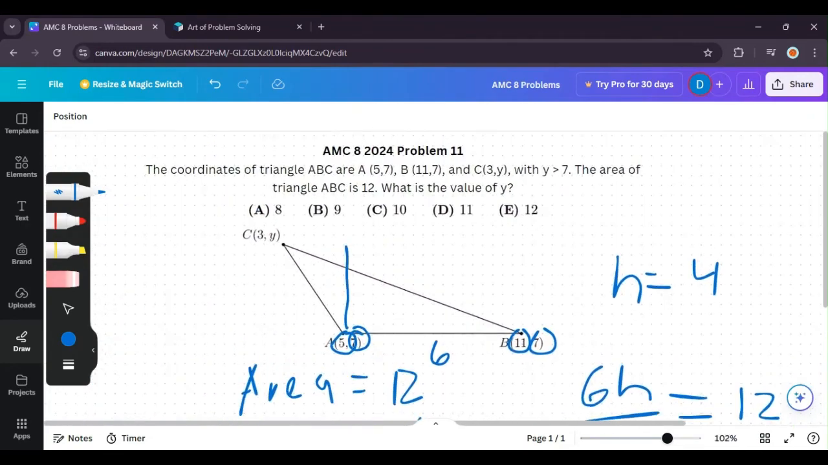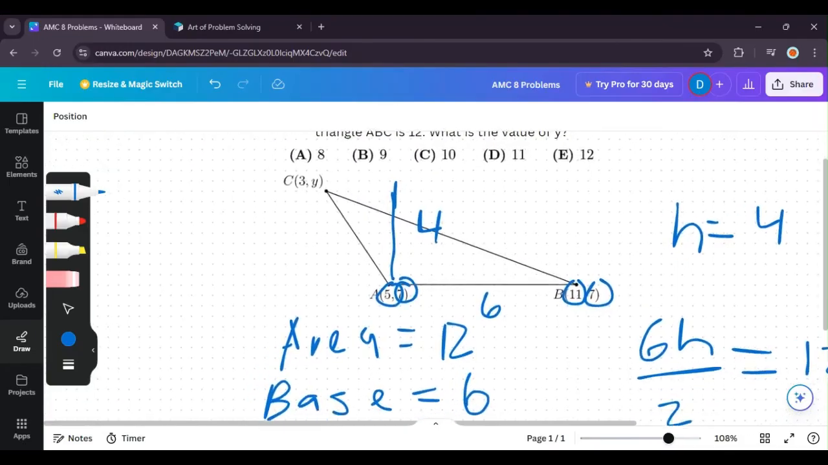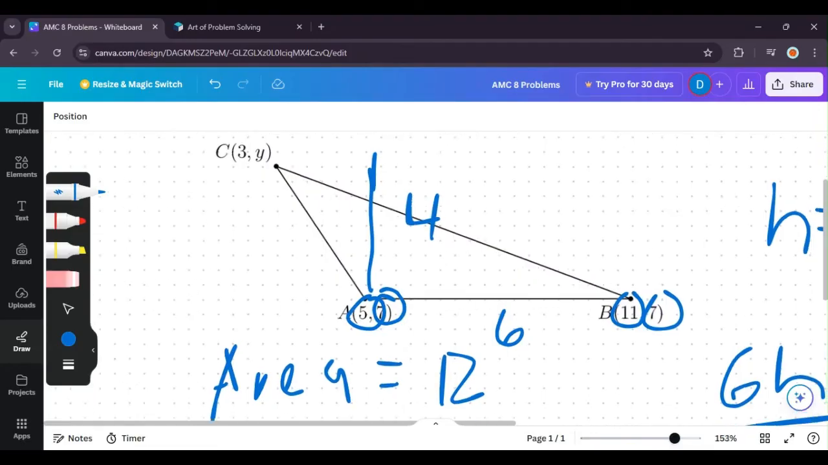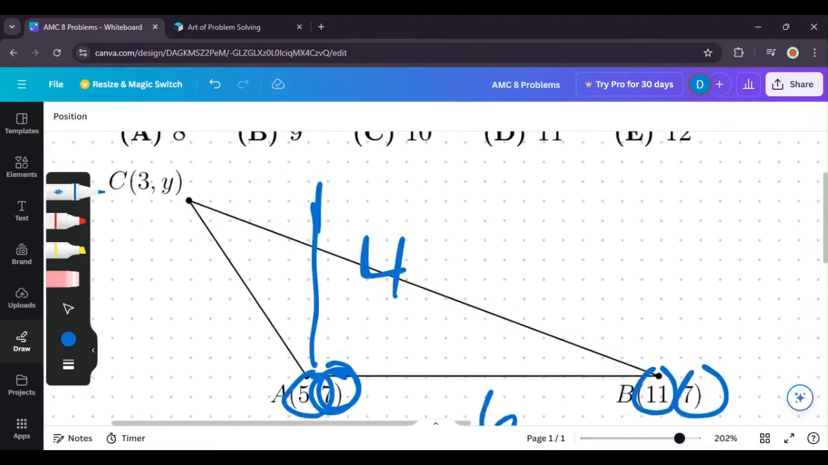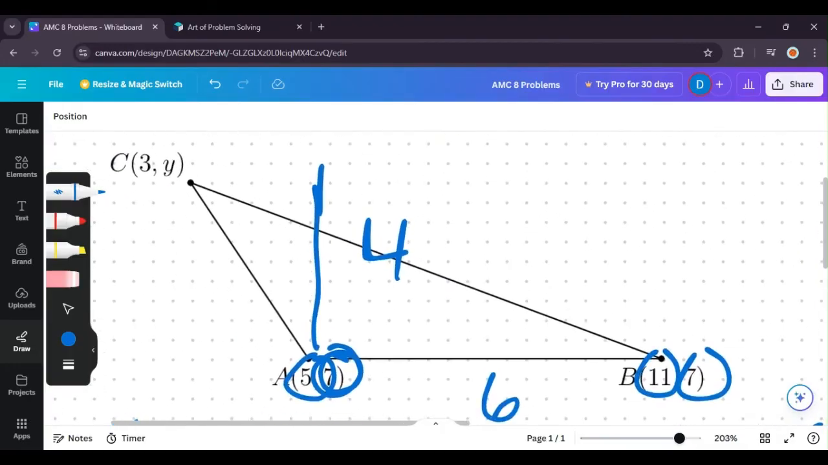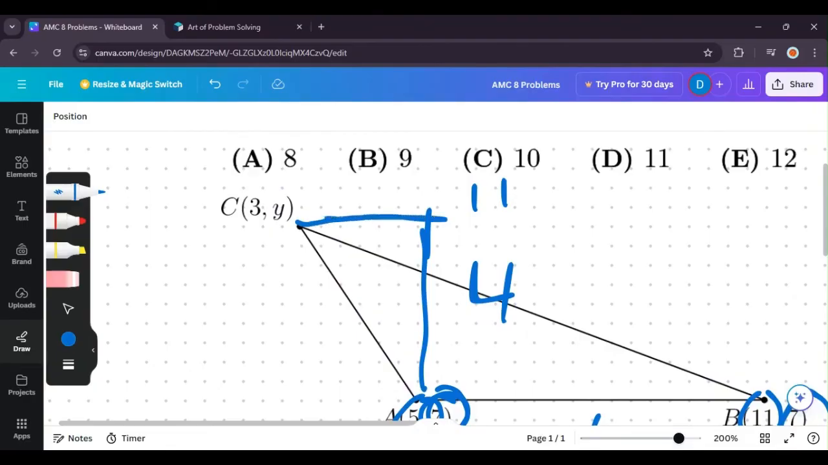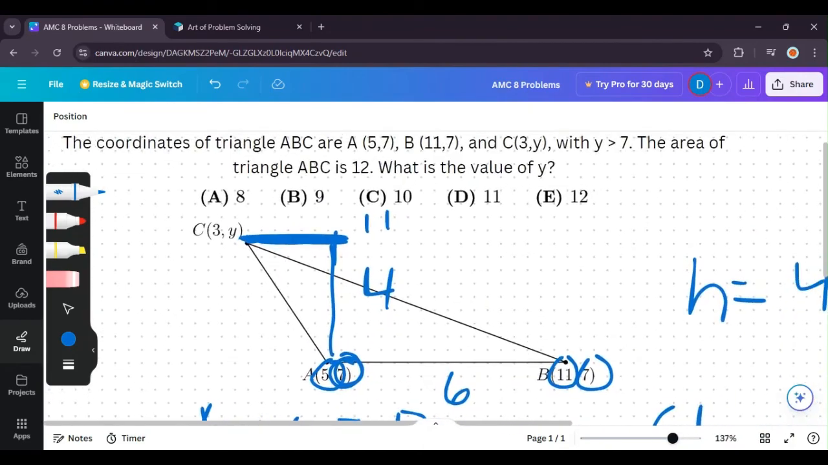Okay, since we know that the height is 4, we know the y-coordinate, because the y-coordinate is pretty easy. So the 7 is the base, and if we're increasing the y-coordinate by 4, or increasing the height or vertical by 4, we know that it is 11. And we know that this is the same because it's on the same vertical plane, and yeah, so the answer is D.